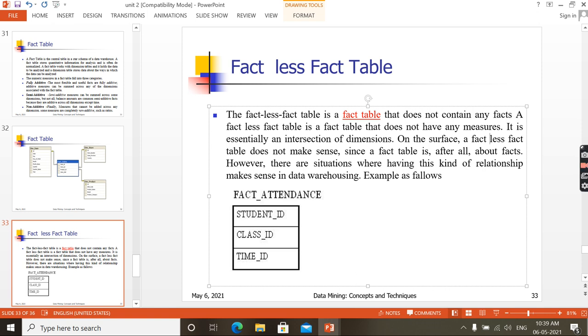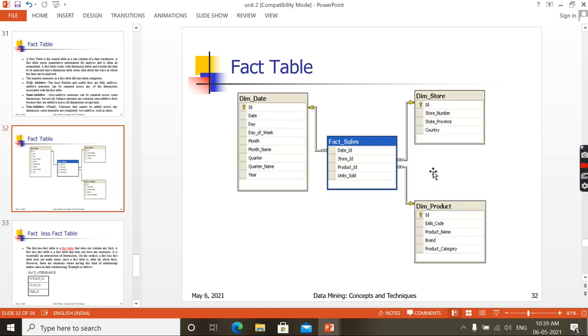In applications like the sales fact table we saw above, if units sold are not there, then it does not make sense. We need the number of items sold, which we have to retrieve. That's why in the sales fact table, the units sold measure value should be there.